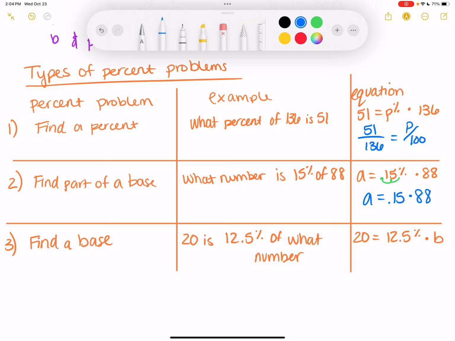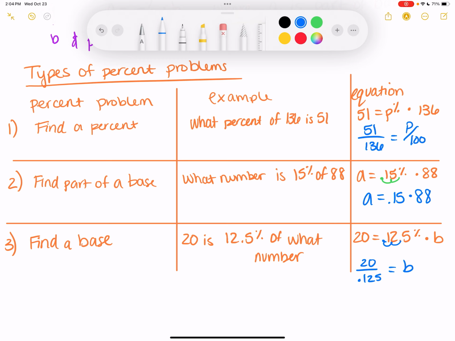This is a percent, so I would need to move my decimal point 2 places. That would actually be 0.125. It's being multiplied by B, so this would actually be dividing. So it would be 20 over 0.125 equals B. And that would be how that one would end up being written.